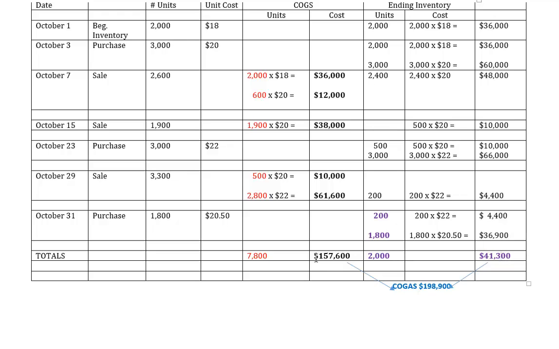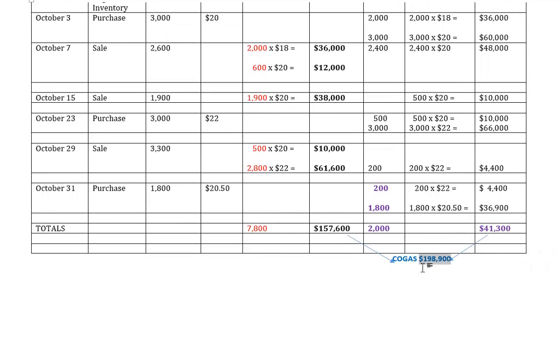So if we add the $157,600 in cost of goods sold to our ending inventory, this is the cost of the goods sitting in our ending inventory. This is the cost of goods that we sold. The two together should give us the cost of goods that we had available to sell throughout the month of October. Because of the $198,900, which is what we had available to sell, $157,600 is what we sold, and $41,300 is what we didn't sell.